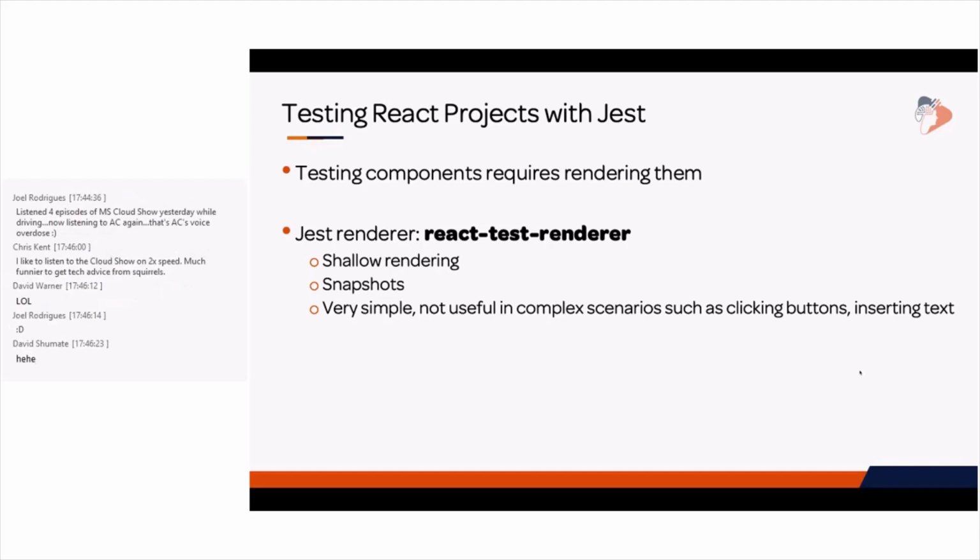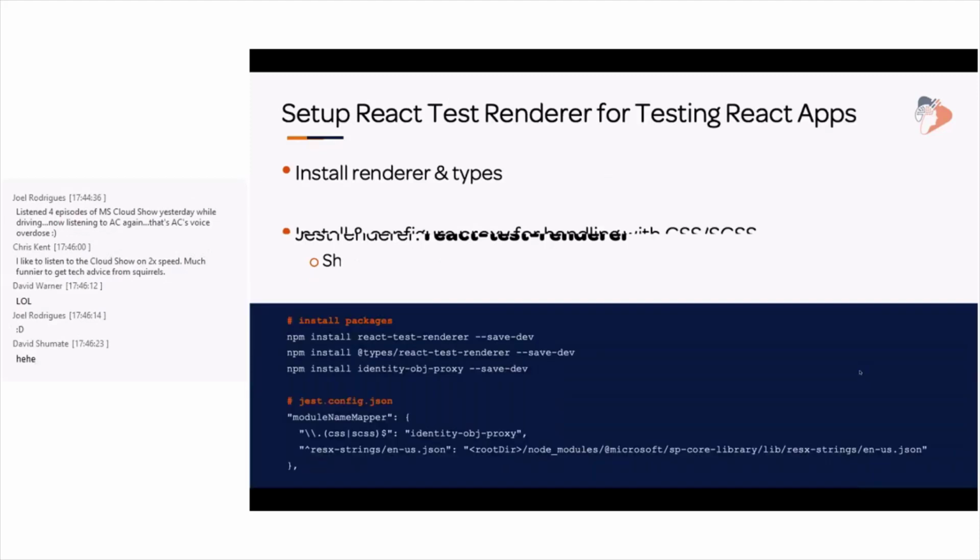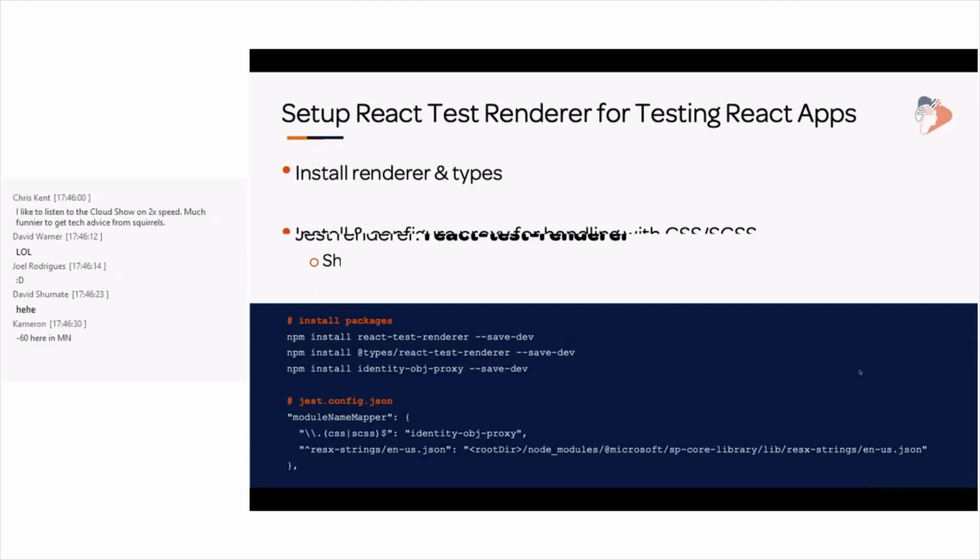Now, this renderer is nice, but it's pretty simple. It's pretty limited. And what some other people ended up doing, which I'll touch on in a second, is they built a better renderer that we all end up using. So if you're testing React with Jest, how do you do this? Well, you're going to have to install the test renderer first. Because we're using TypeScript in the SharePoint Framework, you're going to want to install the type declaration as well. And then there's this other thing called the identity object proxy.